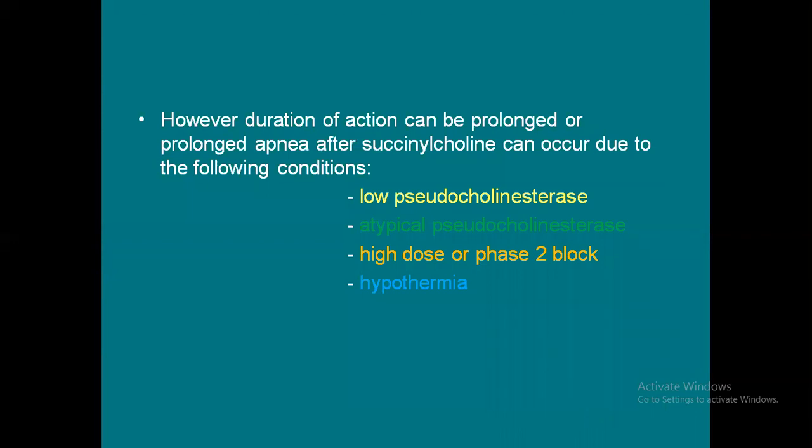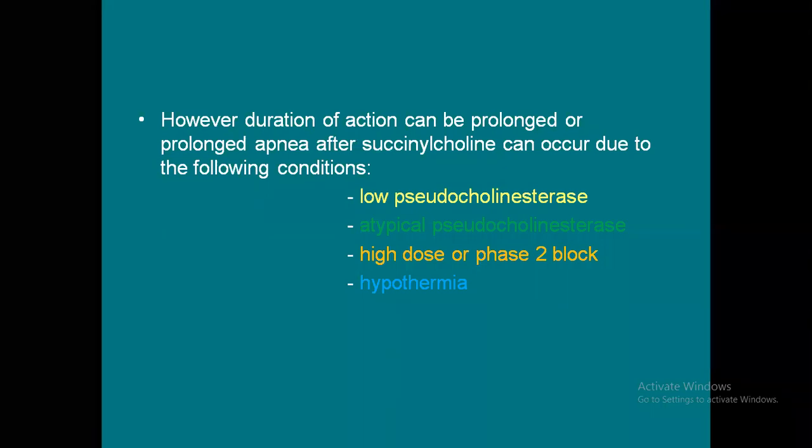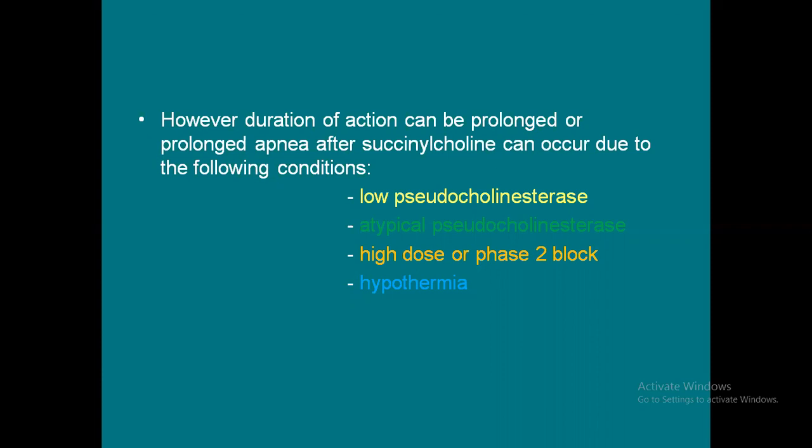However, the duration of action can be prolonged, or prolonged apnea after succinylcholine can occur, due to the following conditions: low pseudocholinesterase, atypical pseudocholinesterase. As I told you, in the PA checkup you always have to ask the patient whether they are from Vaishya or Comatlu. They have atypical pseudocholinesterase in their plasma, so they don't metabolize choline. Succinylcholine is contraindicated in such people. If you give it, instead of acting 5 to 10 minutes, it lasts for 4 to 6 hours. So you have to be doubly sure whether your patient is susceptible to scoline or not. You have to ask without fail whether the person is a Vaishya or not. If the patient is Vaishya, don't give scoline.